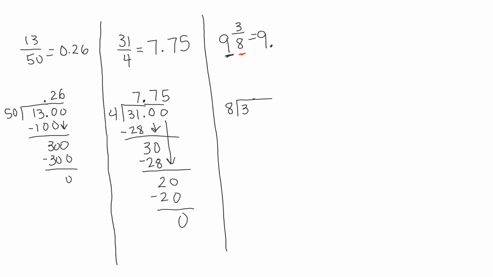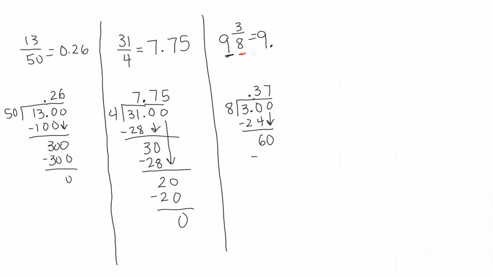8, of course, doesn't go into 3, but that's not a big deal. We add a decimal and a 0. We pretend 3 is 30. So 8 would go into 30 3 times. 3 times 8 is 24. 30 minus 24 is 6. I add another 0. Let's see, 8 times 8 is 64, so 8's too many times, but 8 could go into 67 times.